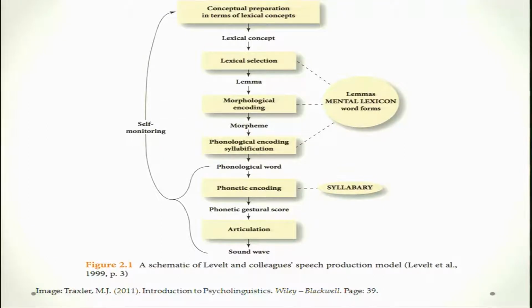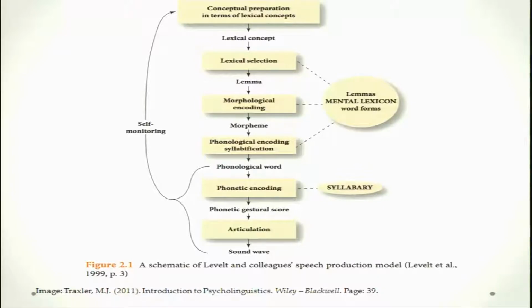Lexical concepts are words. Once you activate so many lexical concepts, then you have to do lexical selection. Then you have to talk about the lemma. I'll talk about what a lemma is in a while. Then you have to do morphological encoding. You have to construct these words. Remember, in one of the earlier lectures I was talking about morphology. Then you have to do the phonological encoding. You have to put together the sounds. How do I bring the sounds together? Then you have the phonological word, what exactly you are going to say.